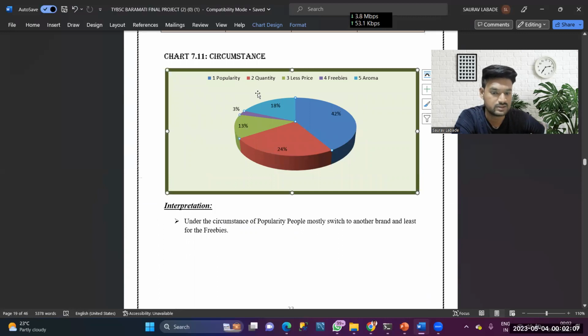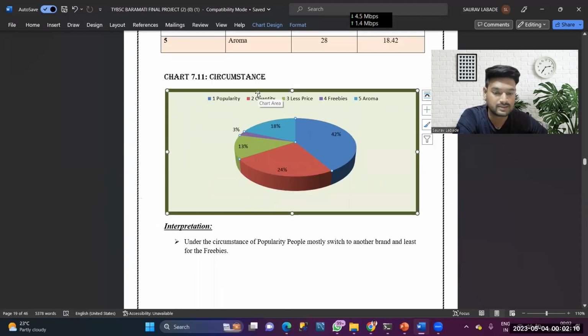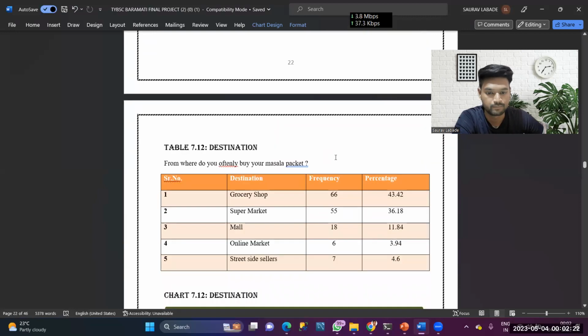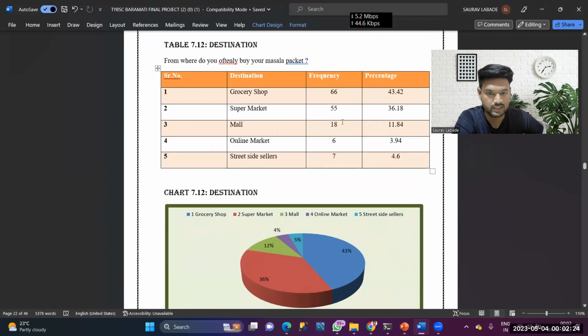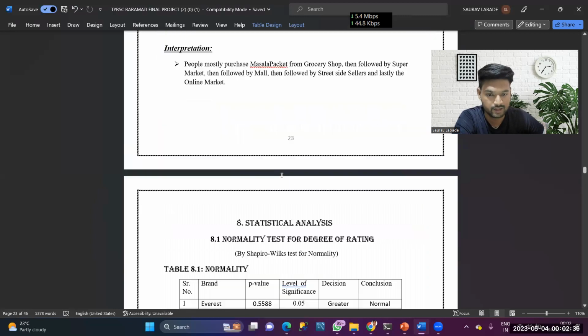That means which circumstance attracts people easily: popularity, quality, or less price. Here people are attracted by popularity more, 42%, almost half. Again, from where do people generally buy masala packets? Generally they buy from grocery shops.